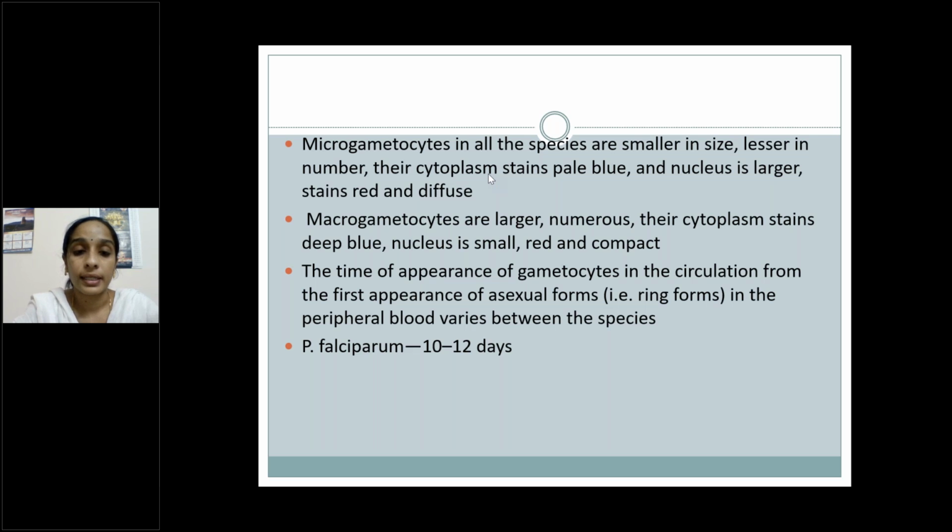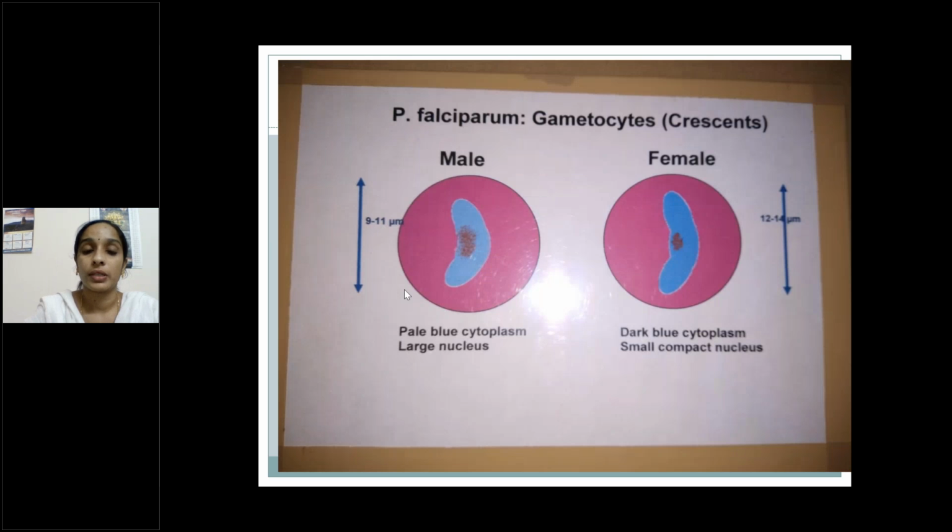Next, the prepatent period of falciparum gametocytes is 10 to 12 days. See, these are the gametocytes, also called crescents, of Plasmodium falciparum. See, male and female: female larger, male smaller.